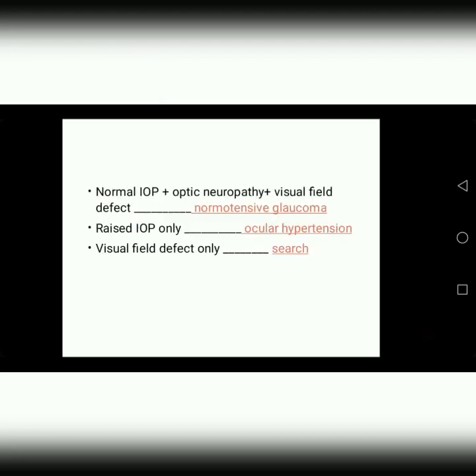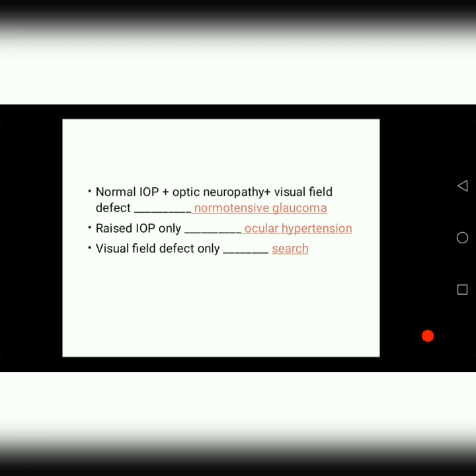So normal intraocular pressure with optic neuropathy and visual field defect is called normotensive or normal tension glaucoma. If there is only raised intraocular pressure, but without optic nerve changes or visual field defect, it's just called ocular hypertension. But if there is visual field defect only with normal intraocular pressure and no structural optic nerve changes, search for the cause. There are many causes which can cause visual field defect.